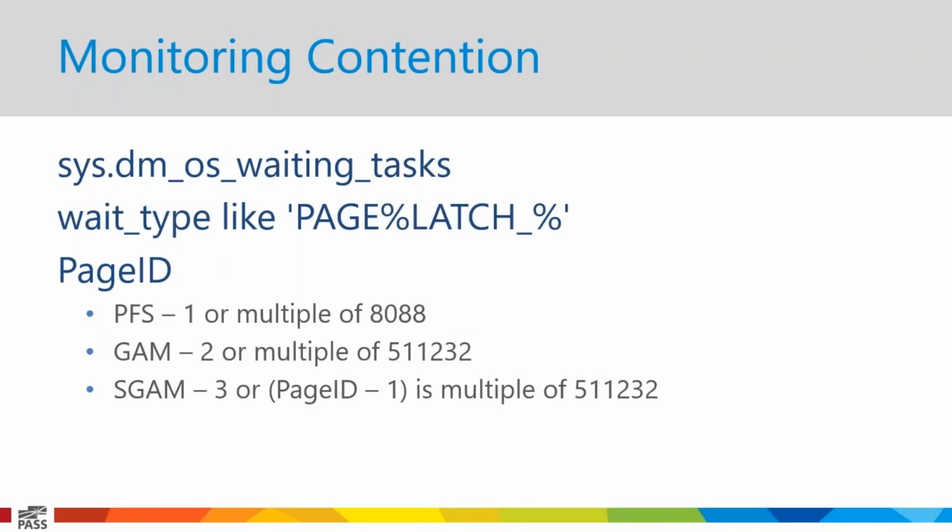You'll be monitoring it using sys.dm_os_waiting_tasks, looking for wait types of page latch with one of these particular page IDs. So the PFS pages are a multiple of 8088, the GAM pages are a multiple of 511232, and the SGAM pages are, again, the page ID minus 1 is a multiple of 511232, sorry. Don't try to memorize this. Again, it's in my demos, and we'll cover that in just a second here.